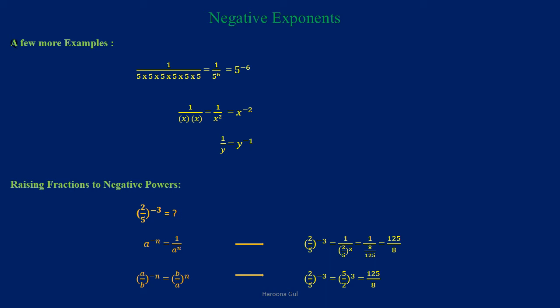Now if we use the first law, what we are going to get is 1 over 2 divided by 5 whole raised to the power 3, which is equal to 1 over 8 divided by 125, which is equal to 125 divided by 8. And if we use the second law, what we're going to get is 2 over 5 whole raised to the power minus 3 is equal to 5 over 2 whole raised to the power 3, which is equal to 125 by 8. The answer is the same, but the approach is different.